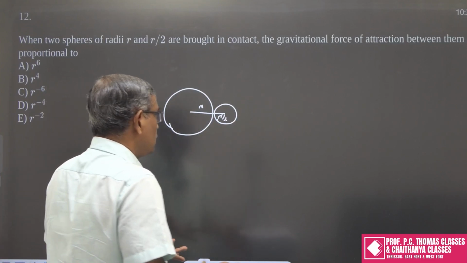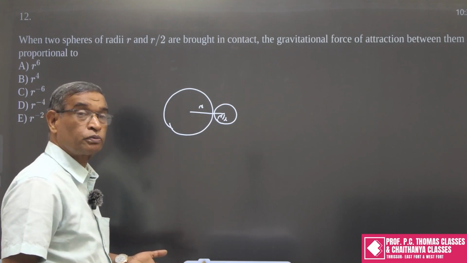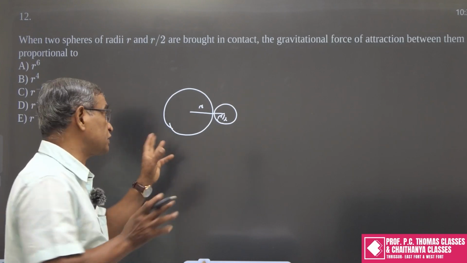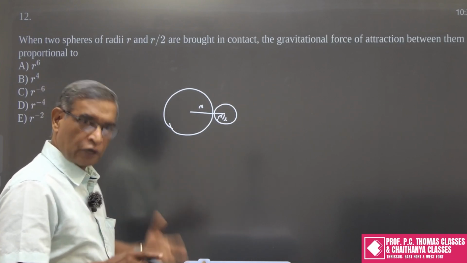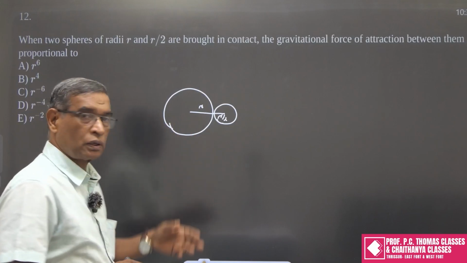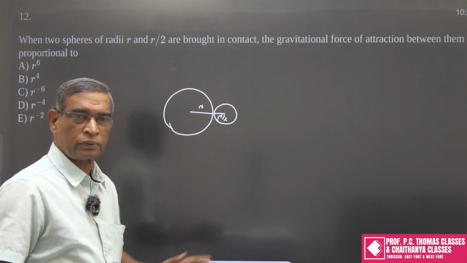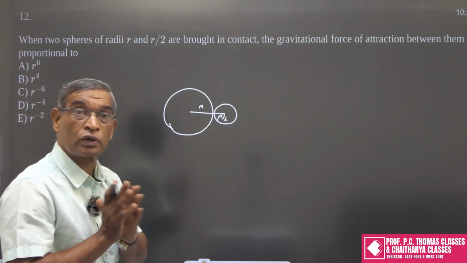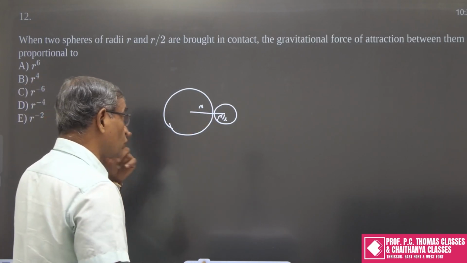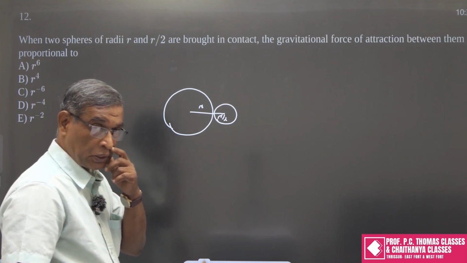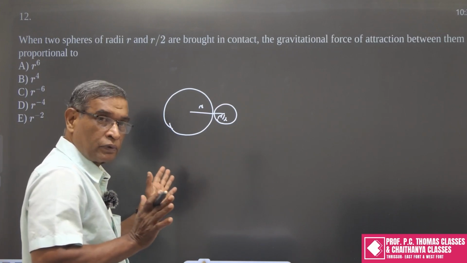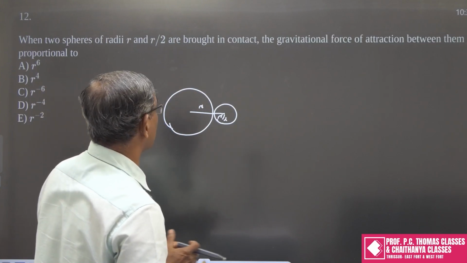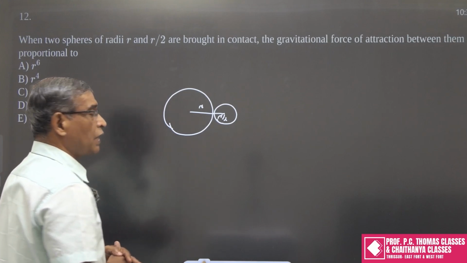Now, does the gravitational force between them depend on r? Nothing is said about the density of which these are made, and therefore the masses of this one and that one are supposed to be constant. Since densities are not given, because mass is volume into density, and the density statement is not there, we take the masses as given.